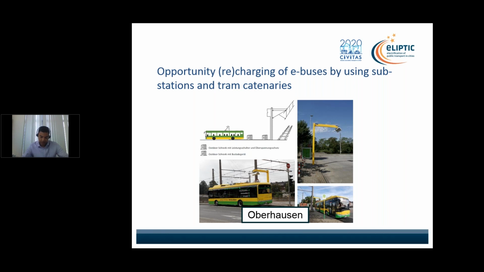By doing this, they charge at the turns of the line at the terminals, and it takes up to 10 minutes for this charging, and this has reduced the charging at the depot, which is now no longer required. This has led also to smaller batteries on the buses themselves, which means less weight and also cost savings on the purchase price of the bus. For Oberhausen, they also did simulations of the batteries to simulate the charging cycle and also the range of the vehicle.